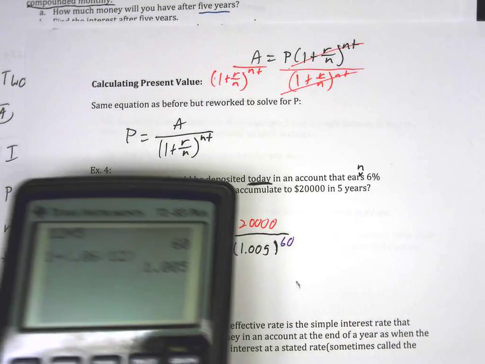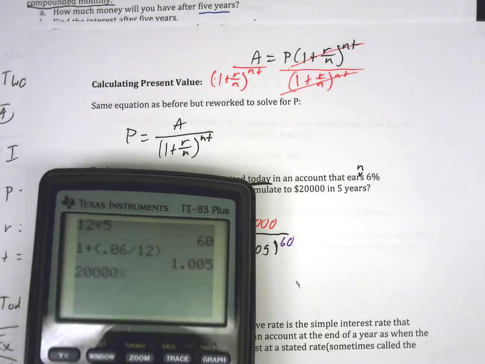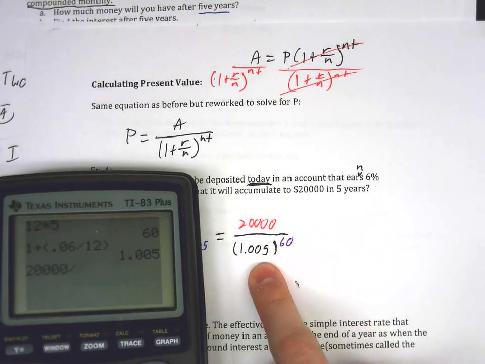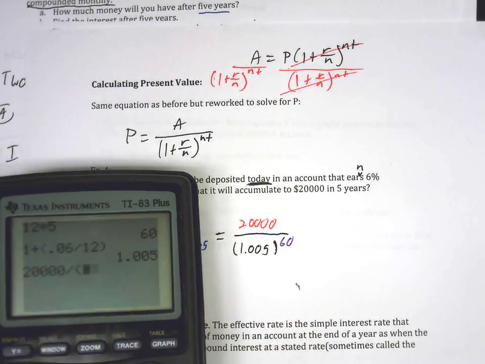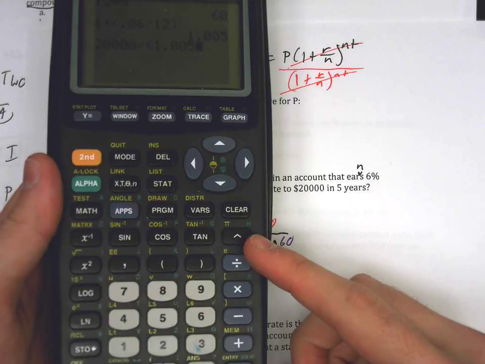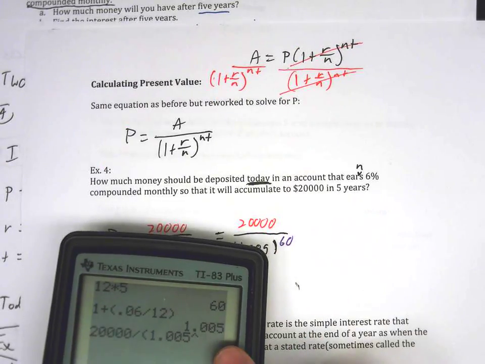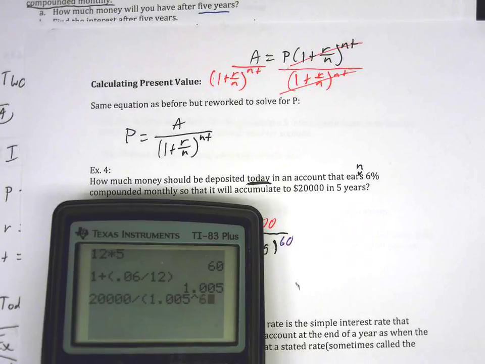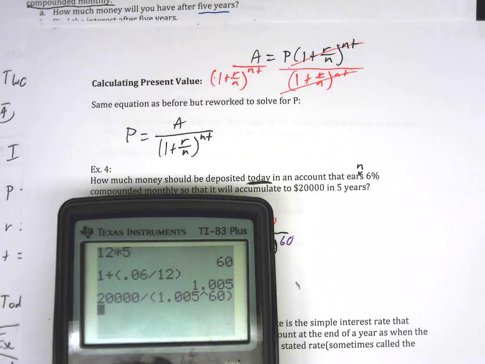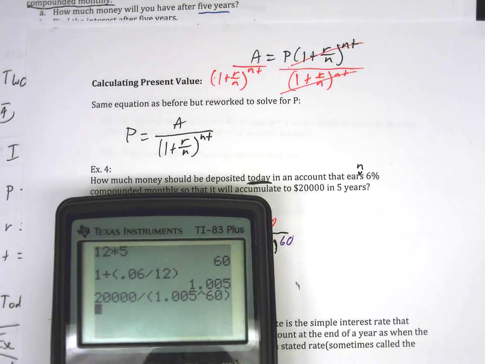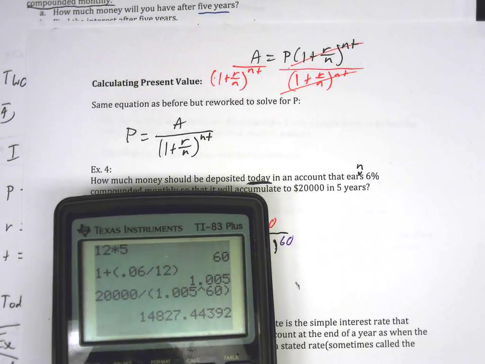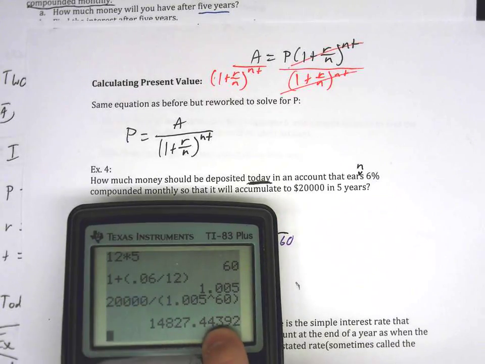I'm going to take that 20,000 that's in the numerator, plug it into my calculator, and divide. Then I know I have 1.005 to the 60th power. I'm going to put this in parentheses, though you don't necessarily need to on this one. Since it's to the 60th power, I'm going to use the caret button, which looks like this on the calculator. Then I'm going to type in 60 and close the parenthesis. So I have 20,000 divided by 1.005 to the 60th power. Hit enter. That's going to give me an answer of $14,827.44, because I'm going to round it off at that point.